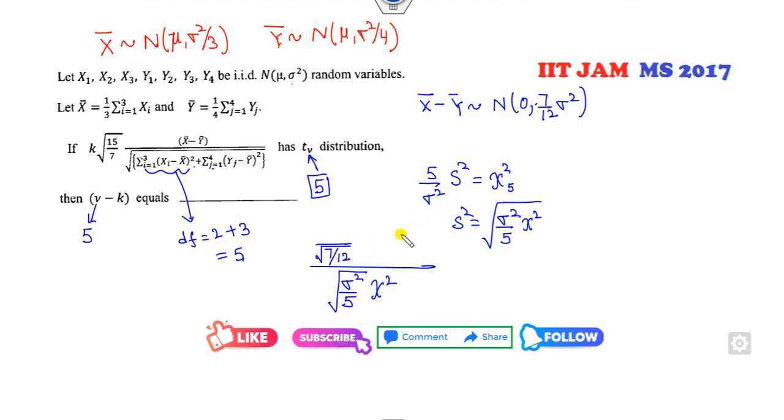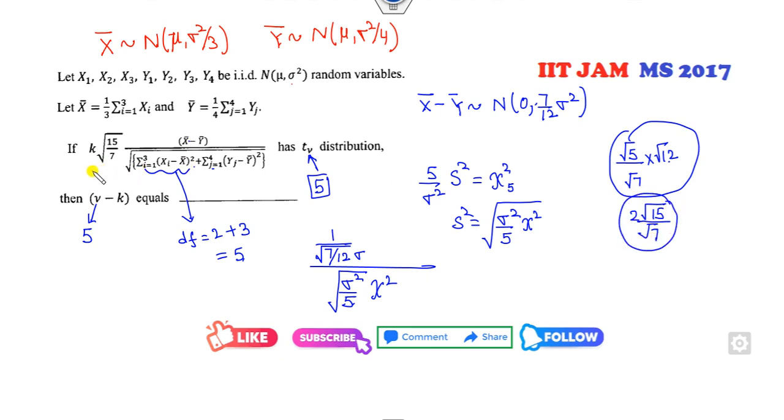Fine. Sigma will be here, so that sigma will be common out. So root 5 I can write in the numerator. Root 5 over root 7 into root 12. So what is the factor of this? It's 2 root 3, root 15 over root 7. So if you compare them, k will be my 2. So 5 minus 2, 3 is the right answer.